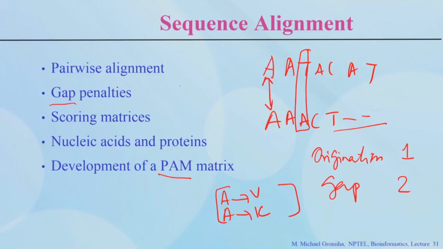For example, if it is Aij, how many times alanine is mutated to valine, right. How many times alanine is mutated to all the other 20 residues, how many alanines are present in the sequence, what is the length of the sequence. So, all these aspects we need to consider for developing this PAM matrix, right.